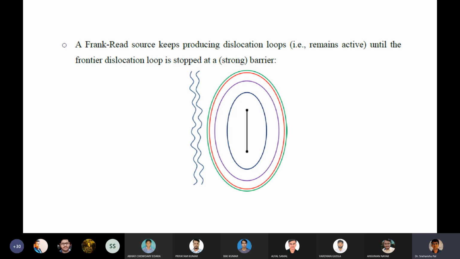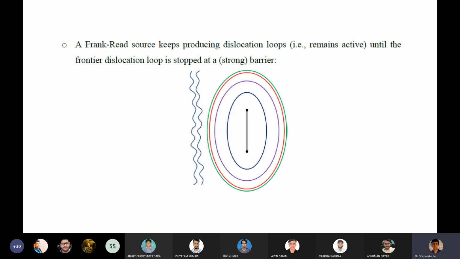So from a source, for example a Frank-Read source, any source dislocation will move out and go by the action of any kind of external applied force, stress or load, until the dislocations face obstacles, or are held up by barriers. So when they are held up at the barriers, what will happen?